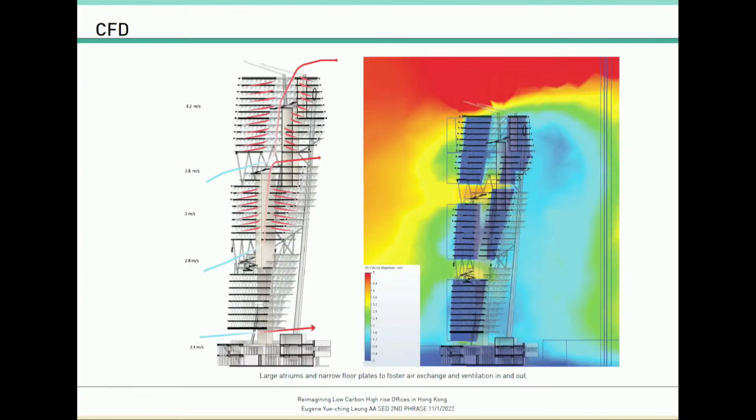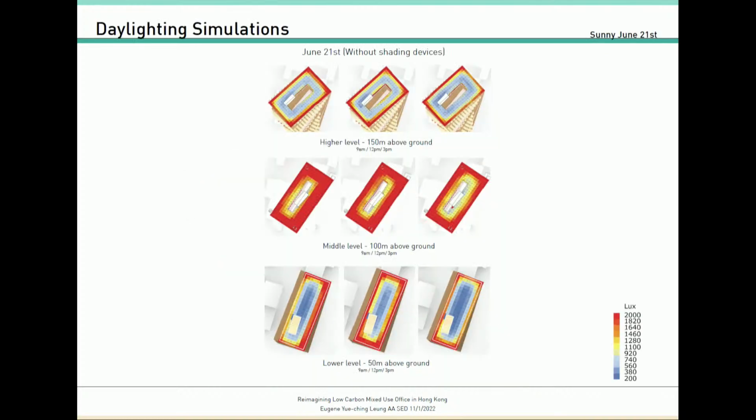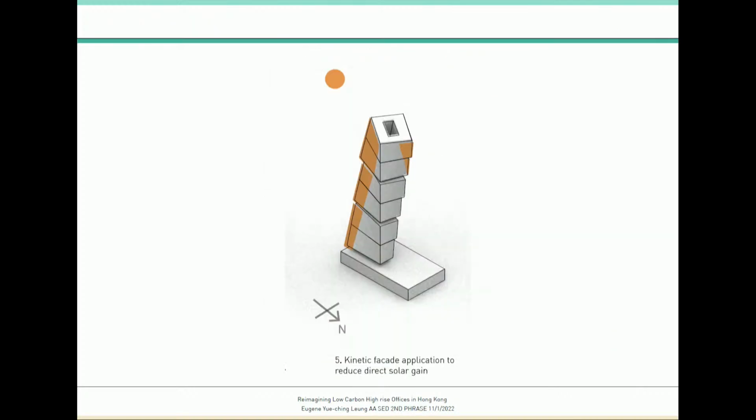And again, CFD simulations prove the atrium fosters air exchange and ventilation in and out, benefiting the narrower floor plates in the middle. And now with the atriums in the middle, daylighting is more spread out in the middle part of the floor plates, or across the building.